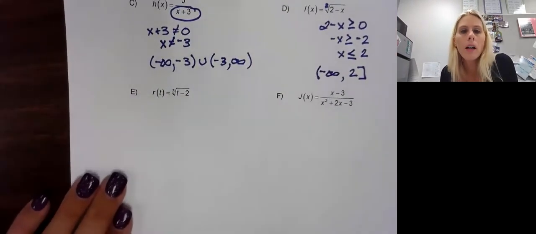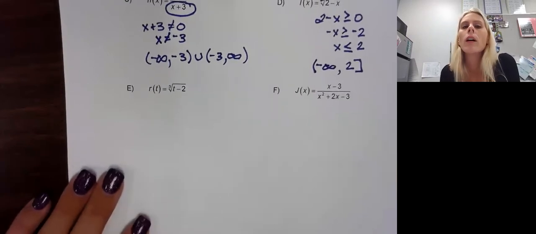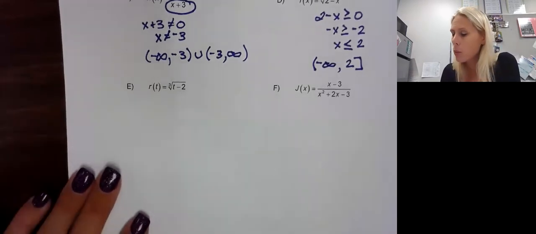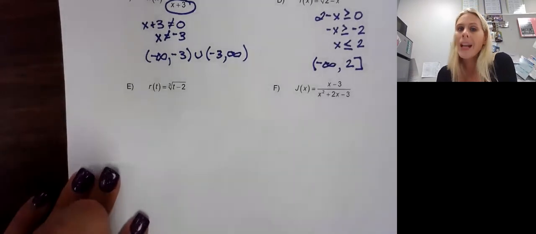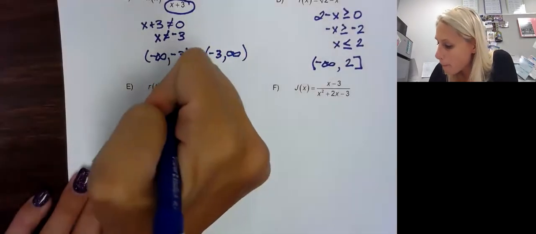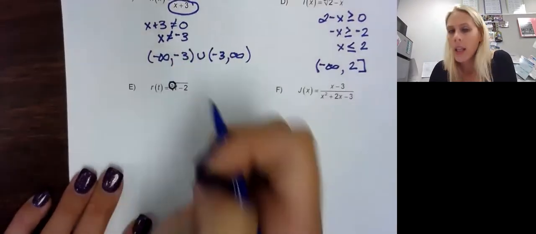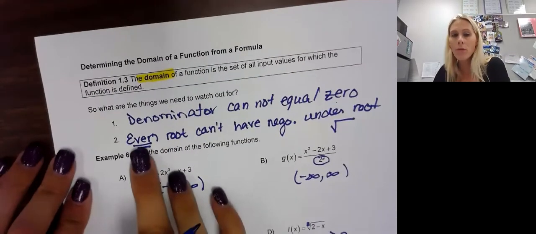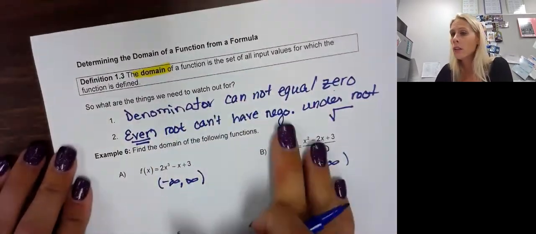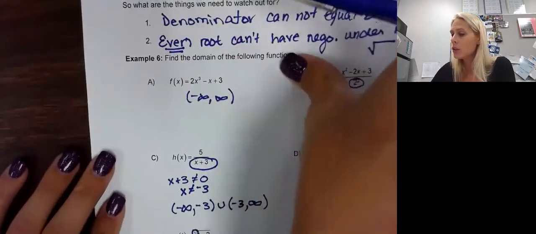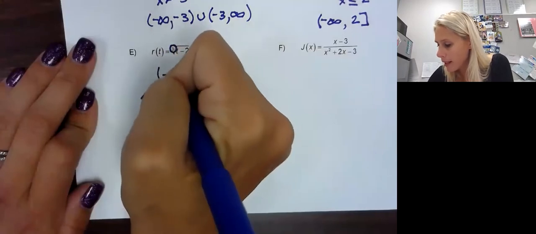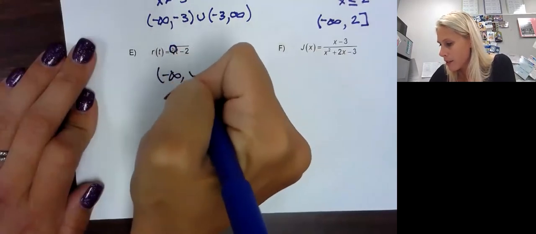E, r of t equals the cube root of t minus 2. So, denominator. Denominator is 1. Do we see a root? Yes, we see a root. But 3 is an odd number. Remember, odd roots are not part of our issues. So since we have no issues, it's automatically negative infinity to infinity.